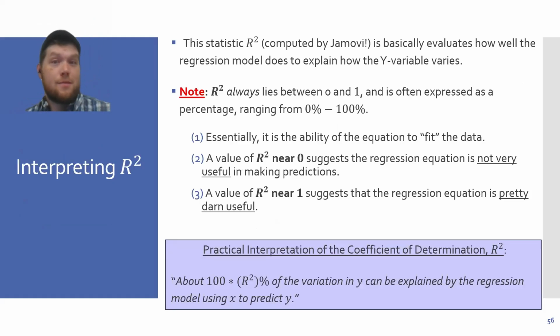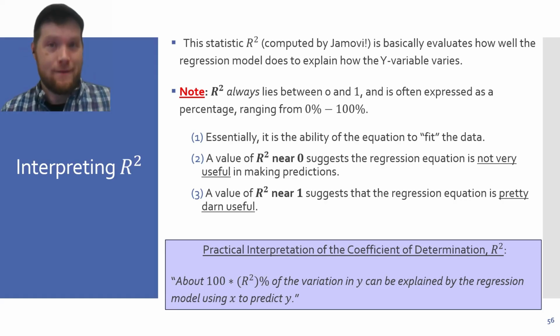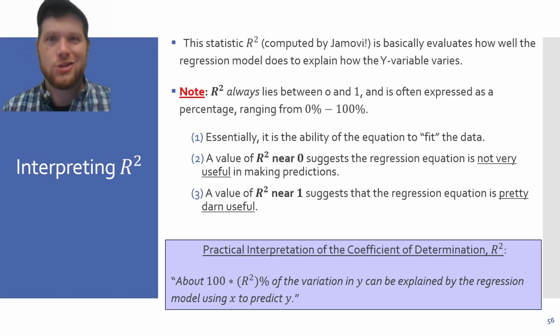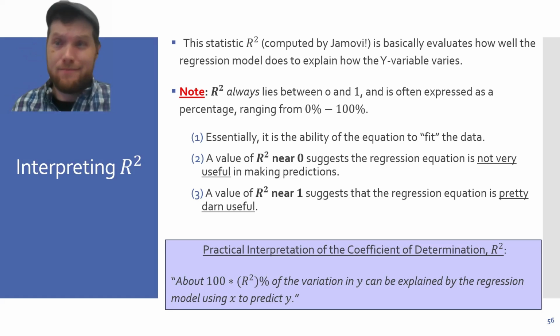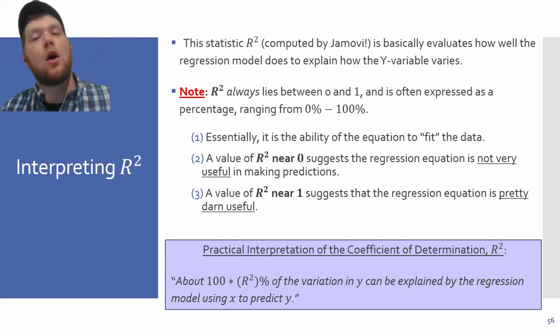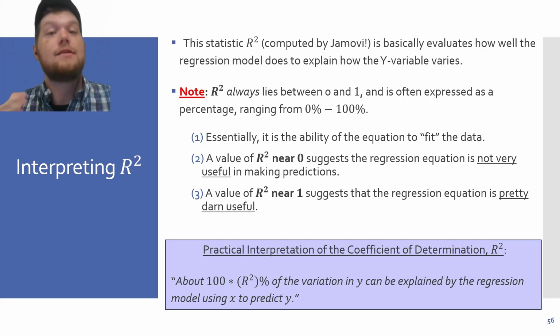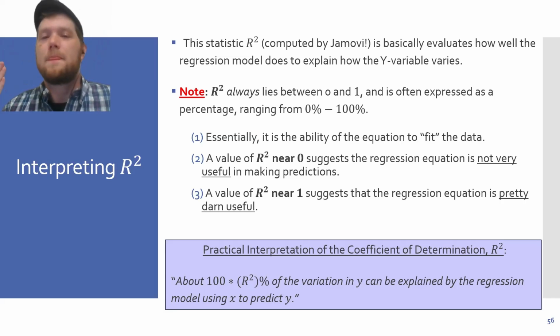R squared is also computed by Jamovi, so you don't have to do it by hand. It evaluates how well the regression model explains how the y variable varies overall, how much of it is explained by what's happening with x. R squared is always between 0 and 1. It's often expressed as a percentage. One of the nice things is that it's positive or 0. It basically tells us how well the equation fits the data.